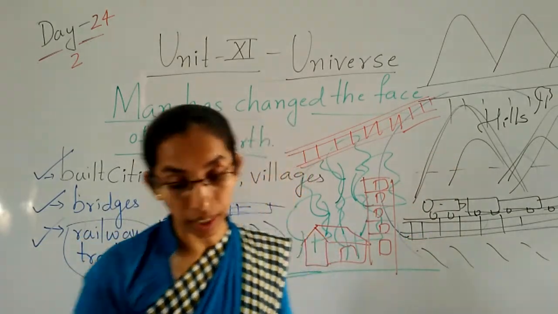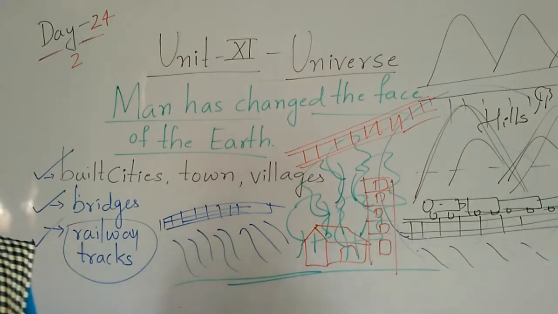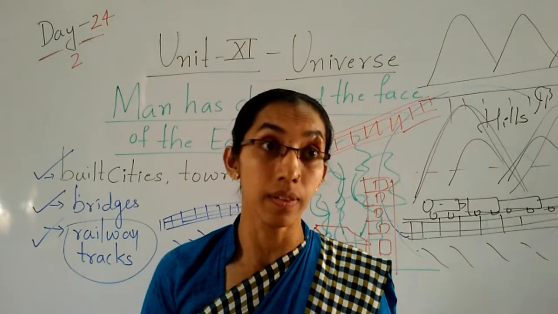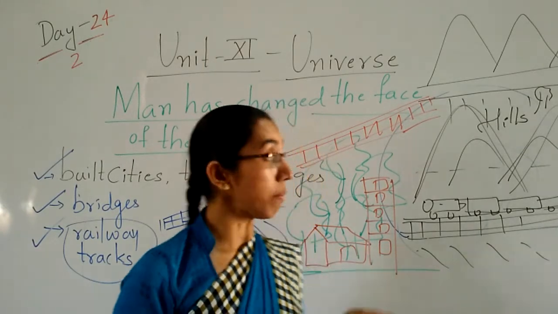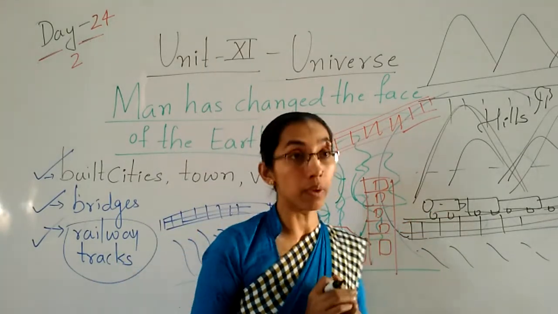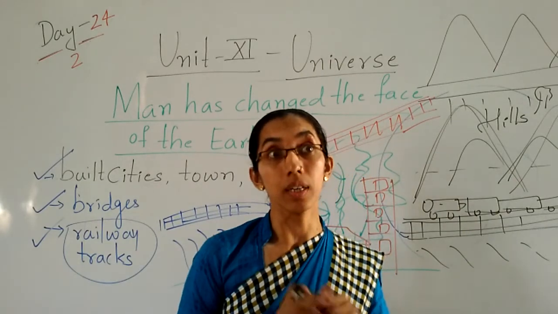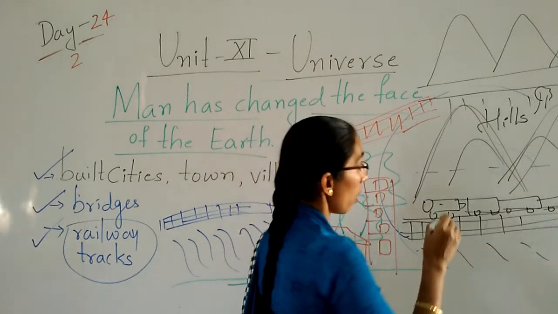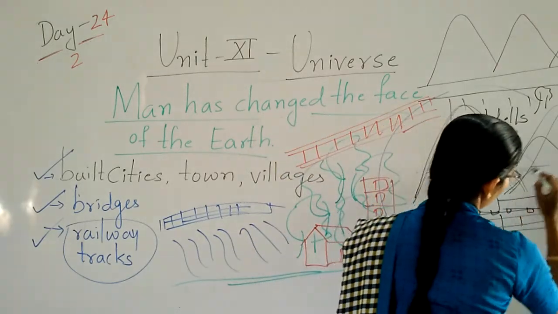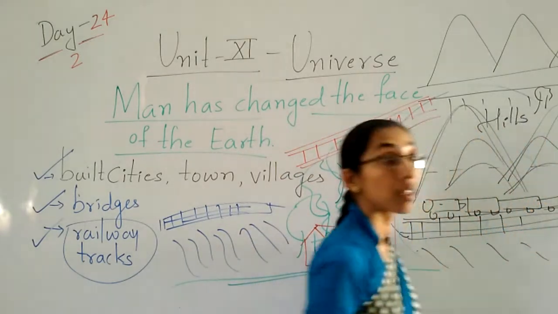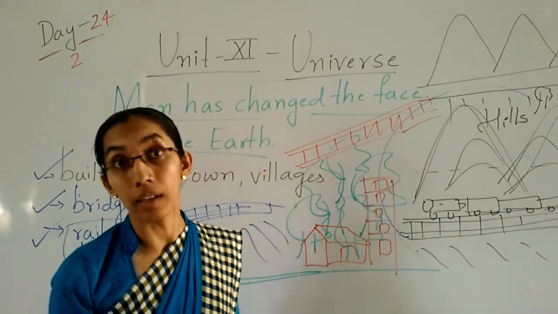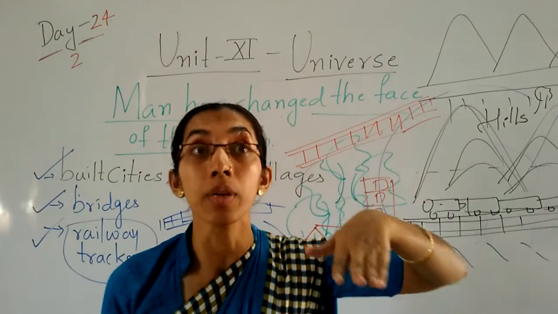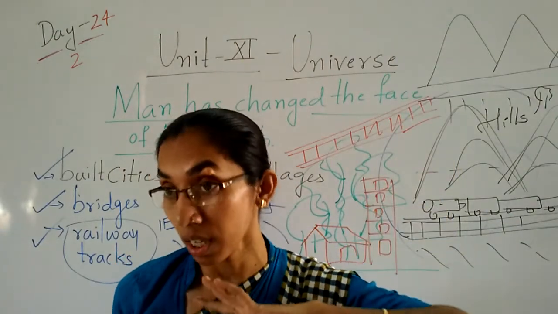Okay, children. Next, they cut tunnels through the mountains. Sometimes when you are traveling in the train, you will get tunnels, gufa, completely black. Yeah, they made the tunnels. See how the man made tunnels in the mountains to move the train.